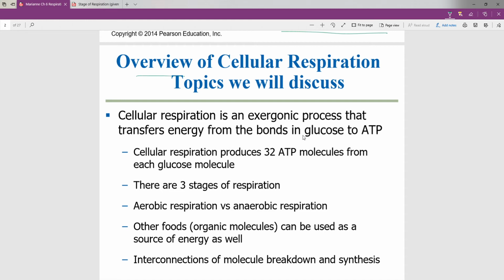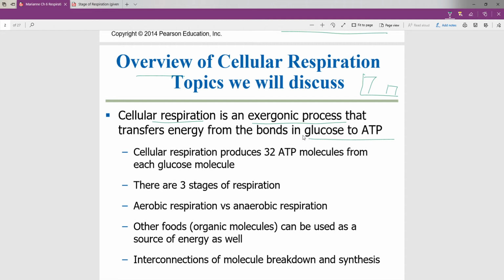This is the overview of things that we're going to talk about in chapter 6. We're going to talk about how cellular respiration is an exergonic process. So that was where we were going from a high amount of potential energy to a low amount of potential energy. It was akin to burning of fossil fuels or the wood in my wood stove. And what we're doing is transferring energy from the bonds of glucose into ATP, which is why I put that little note on the first slide of this PowerPoint.